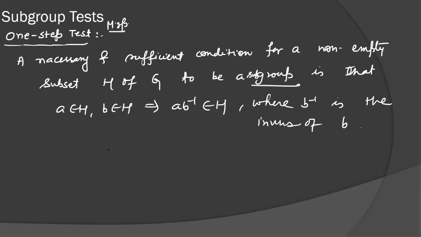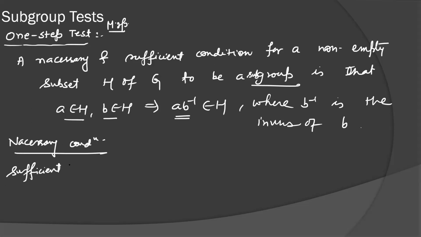Actually, it's similar to case 2. A belongs to H, B belongs to H, then AB belongs to H in two steps, and B belongs to H, then B inverse belongs to H. So in the one step test, they merge both statements into one step. So you just take the help of the previous two step test method, and prove the necessary conditions and sufficient conditions. This proof is most important.